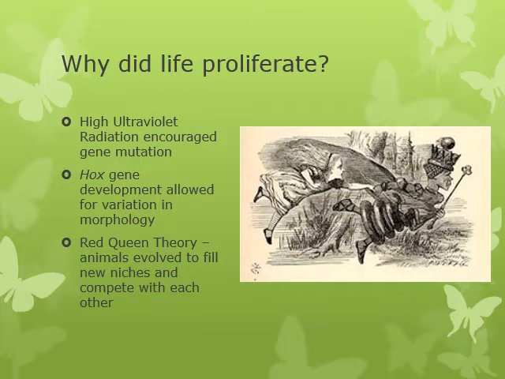Then we got the Red Queen theory. Now, the Red Queen theory is, again, Alice in Wonderland. You have to run as fast as you can to stay in the same spot. So in this case, animals evolved to fill a specific niche and compete with others. So as one of them developed a carapace, a hard exoskeleton, another one developed the ability to break that exoskeleton, which caused the ones with the exoskeletons to maybe adapt to move faster or something like that. So there was one adaptation in prey led to an adaptation in predators, and so on, back and forth.